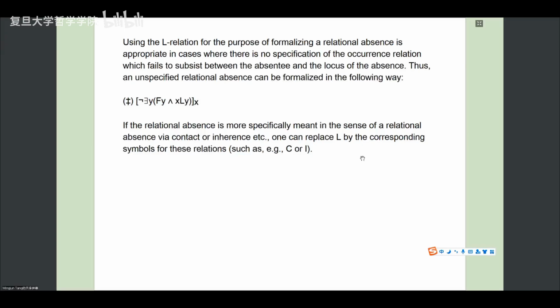And if the relation absence is more specifically meant in the sense of a relation absence via contact or inherence and so on, one can replace L by the corresponding symbols for these relations, such as, for instance, C for contact or I for inherence. Then we can take the next slide.